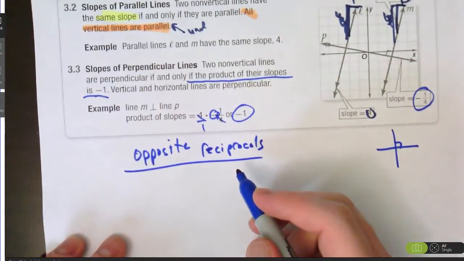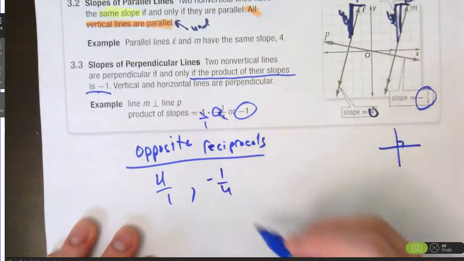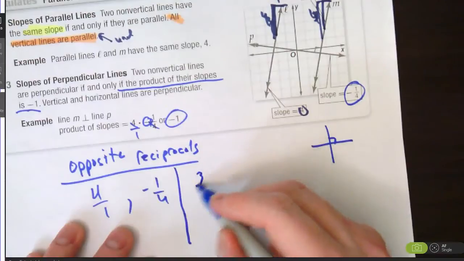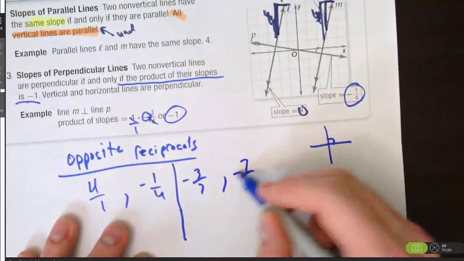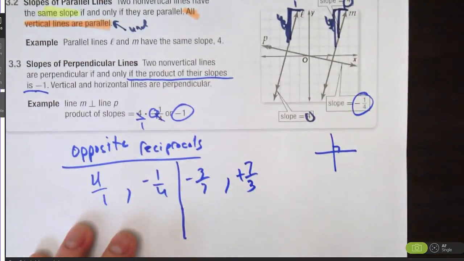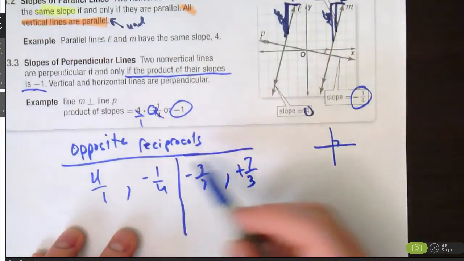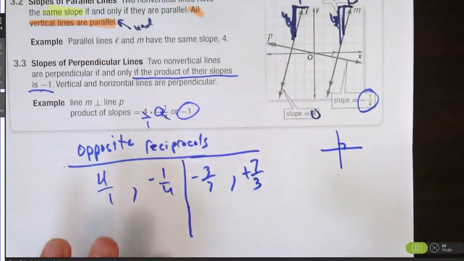That's what you might remember: 4 over 1, its reciprocal is 1/4, and then tack a negative on it. Or if you had negative 3/7, its reciprocal is 7/3. That's negative, but then change the sign of that. It's positive 7/3. So that may be what you remember from Algebra 1, that opposite reciprocal slopes are perpendicular. Okay. All right then.